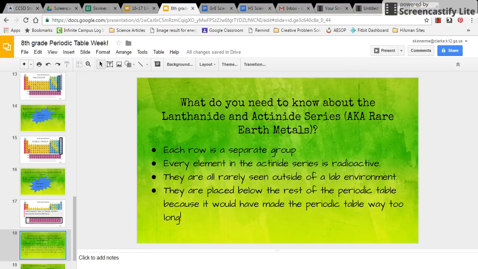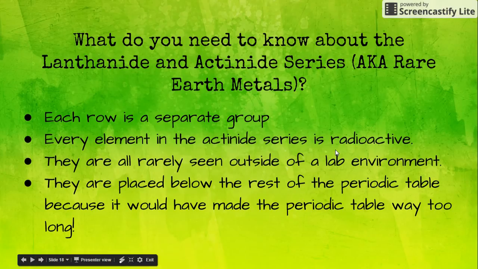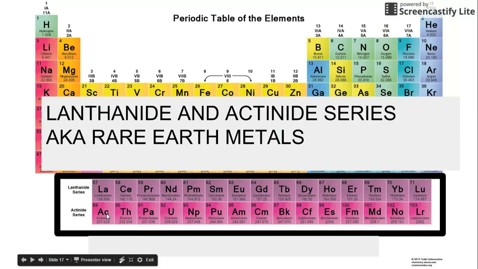So here is what we need to finish learning about our lanthanide and actinide series. The reason why they are separate by themselves down here at the bottom is because if they were right here in the periodic table where the little stars are, the periodic table would just be super long, and so we wouldn't be able to keep it in a nice, neat, kind of like graphic organizer looking thing here.